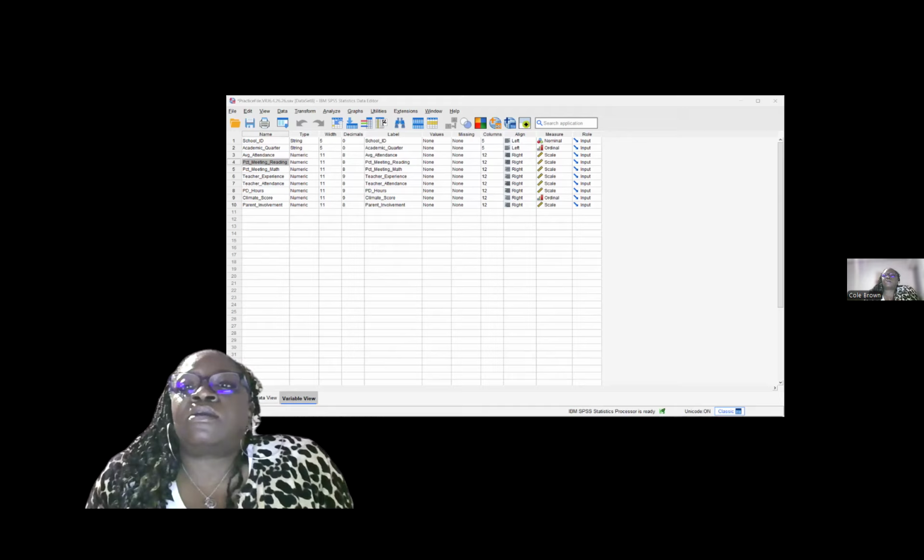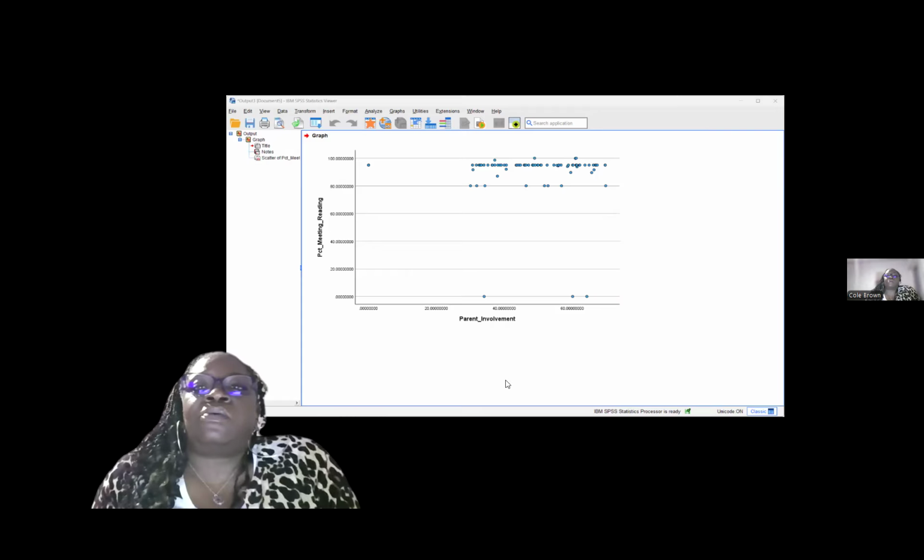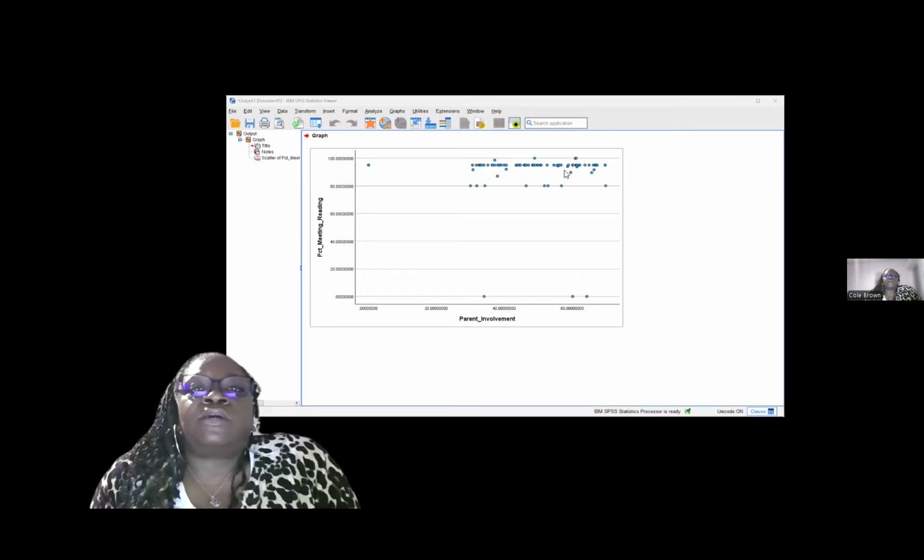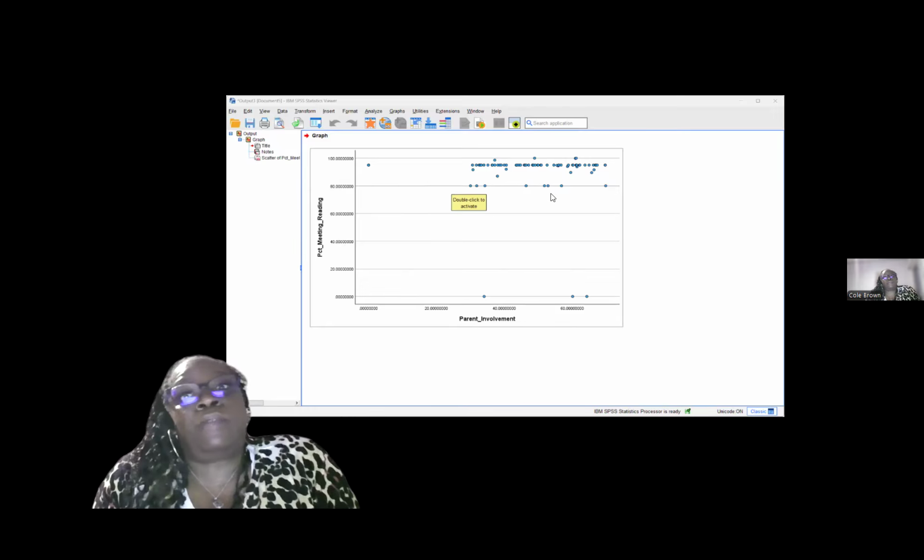Let me check to make sure that you're able to see. And it looks like you're not. So each time it looks like I'm able to come out and go click on the specific screen. Okay. All right, so here's our graph, and we can see our scatter plot.